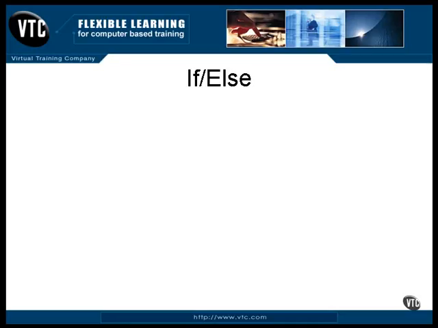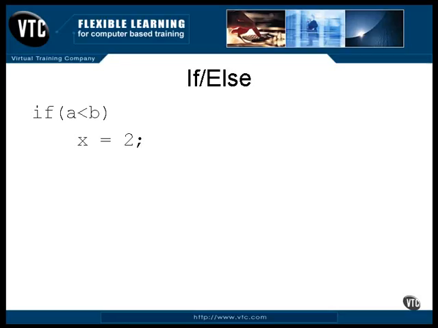The simplest form of conditional execution is the simple if statement. It uses a Boolean expression to determine whether or not a block of code is to be executed. This is the simplest form of an if statement. A Boolean expression is evaluated, and if the result is true, the statement following the if statement is executed. If the Boolean expression is false, the statement is skipped and the execution resumes with the following statement.